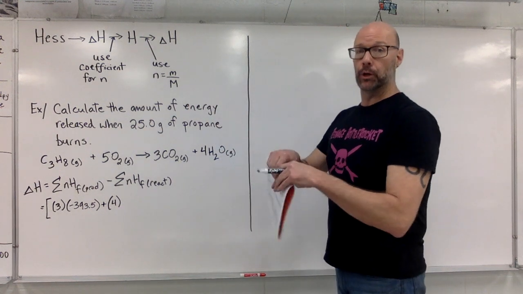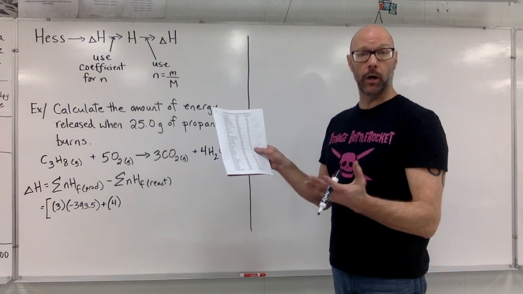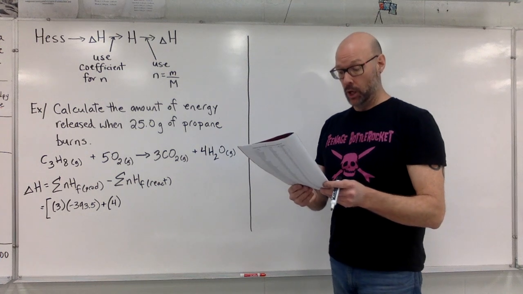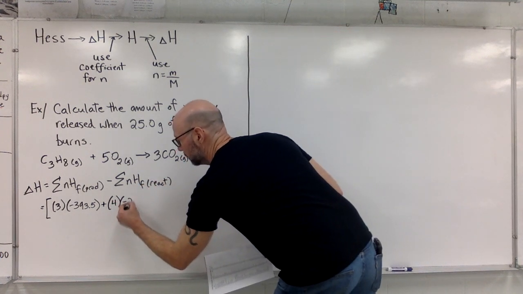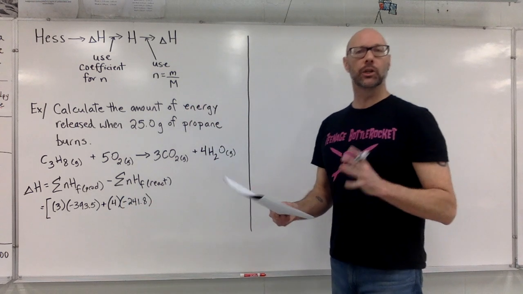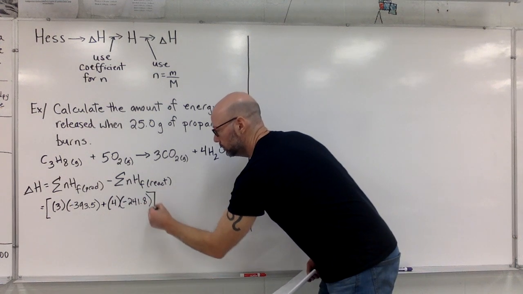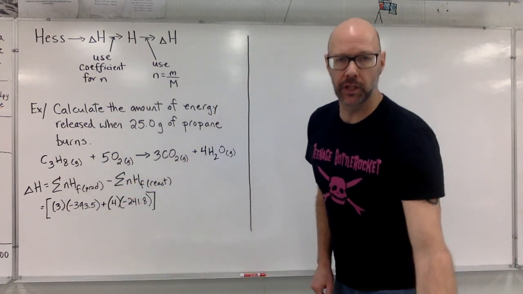of water vapor. That's significant. In the data booklet, water is in here twice. There's a number for liquid water and a number for water vapor. This one's water vapor, which is negative 241.8. Again, that's kilojoules per mole, which I'm omitting. That's the product side of the equation.